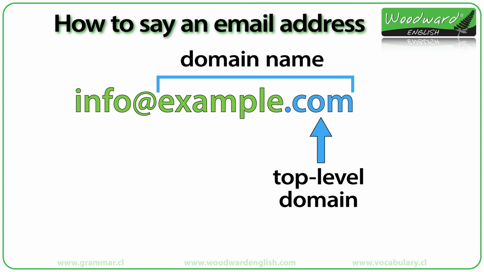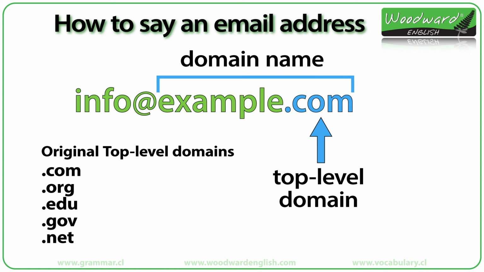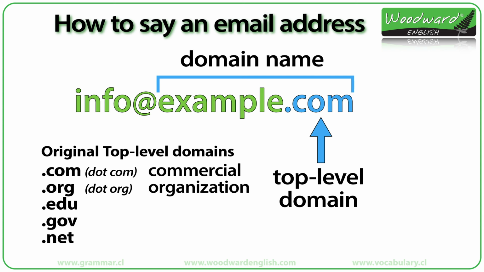This is the most frequent top-level domain name that is used all around the world. It is also one of the original top-level domains. These are 5 of the original top-level domains. The first one is .com. It was originally used for commercial websites. .org was originally used for the websites of organizations.